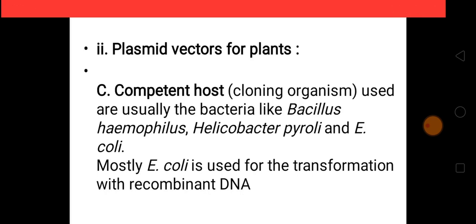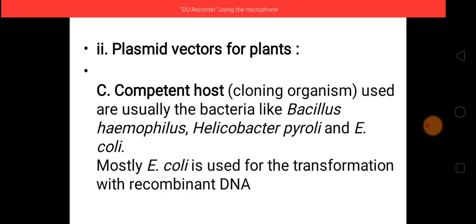An important vector for carrying new DNA into many types of plants is a plasmid that is found in Agrobacterium tumefaciens. This bacterium lives in the soil and causes a plant disease called crown gall, which is characterized by the overgrowth or tumor in the plant. Agrobacterium tumefaciens contains a plasmid called Ti plasmid or tumor-inducing plasmid.